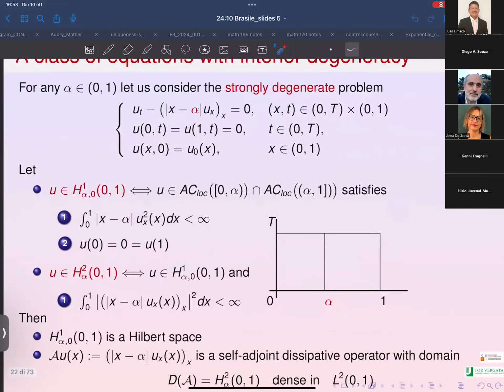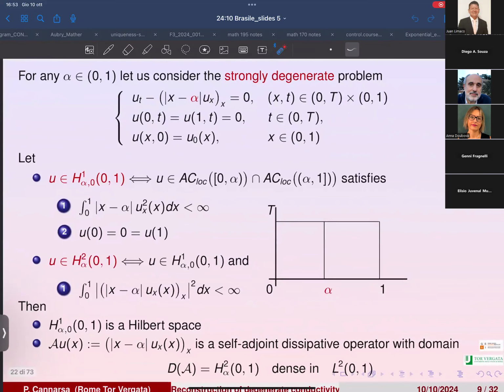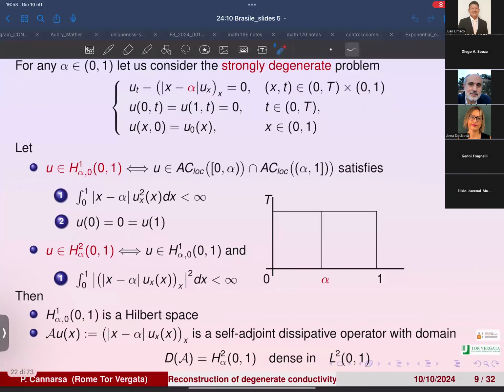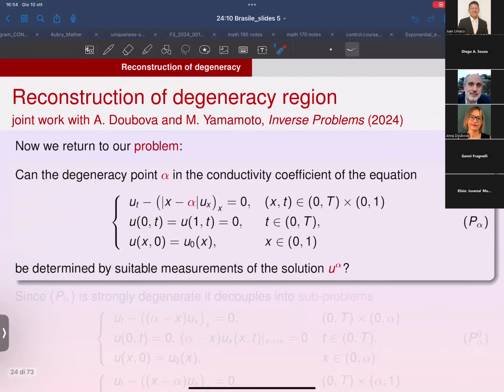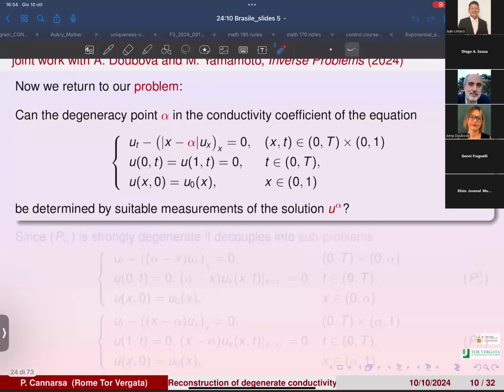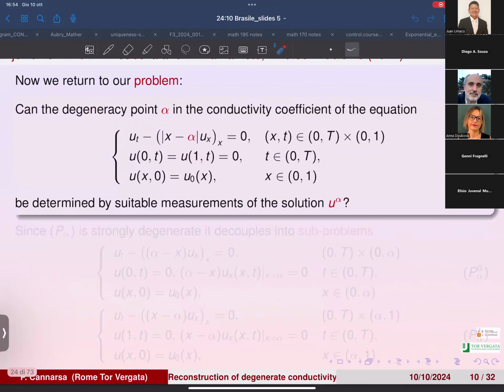And again, our second order operator associated with this parabolic equation generates a strongly continuous semigroup, self-adjoint and dissipative. Okay, so now the problem is, we know how to build solutions of this equation. How can we measure the solution in order to determine the degeneracy point? The first remark is that due to the linear decay at alpha of the coefficient, we are in the strongly degenerate case.